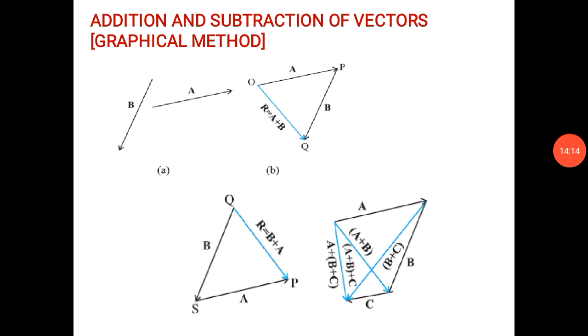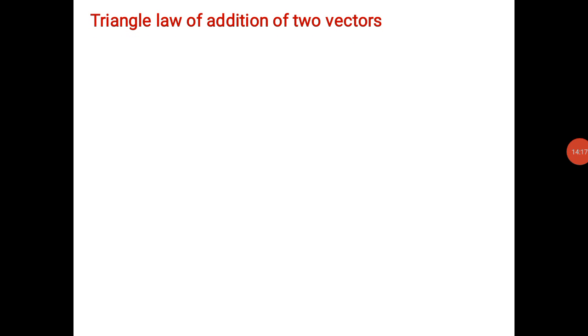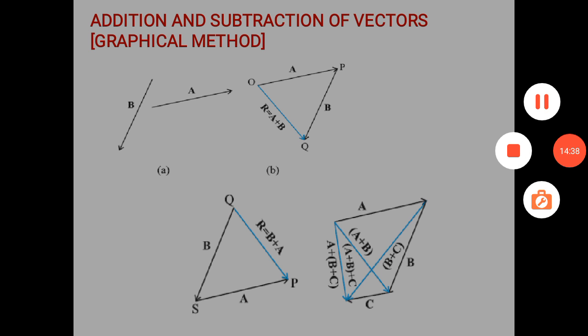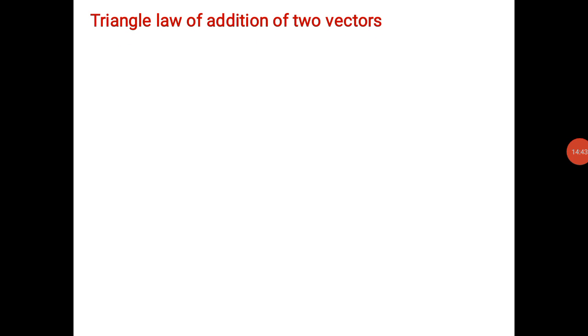And one more thing you have to remember: the subtraction of two vectors is the same as addition, only the difference is you have to add the negative vector. Adding the negative vector is subtraction. Okay. So now there is one important law that helps for addition of two vectors. That law is the triangle law of addition of two vectors.